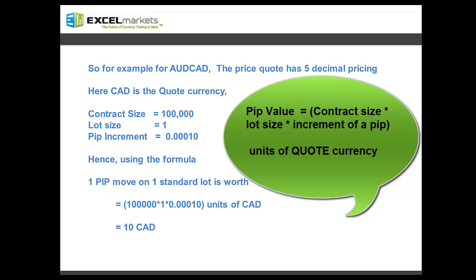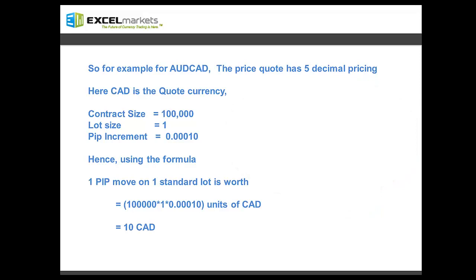Hence, using the formula, we get that 1 pip move on one standard lot for AUD CAD is worth 100,000 times, which is the contract size, 1, which is the standard lot or the lot size traded, times 0.00010, which is the smallest increment for each pip, those many units of the quote currency, which is Canadian dollars in this case. Hence, 1 pip move on one standard lot is worth 10 Canadian dollars.